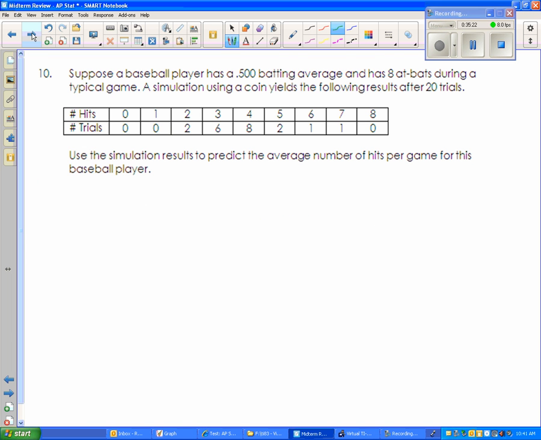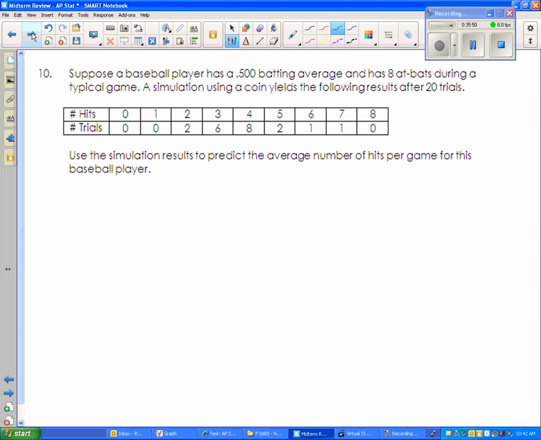In number 10, it says, suppose a baseball player has a .500 batting average and has 8 at-bats during a typical game. A simulation using a coin yields the following results after 20 trials. So basically, I didn't actually use a coin. I used my calculator. I generated the numbers 0 and 1, where I let 0 represent a miss and 1 represent a hit. I generated 8 numbers at a time to represent each of the 8 bats, and then I counted how often I saw a 1. And so I did that 20 times.